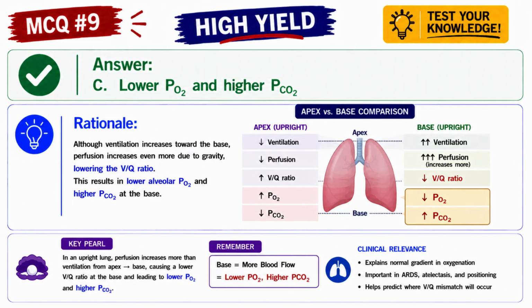Overall arterial blood is a mixture of blood from all zones, and the base dominates because it receives so much more of the cardiac output. The high V/Q at the apex, very efficient gas exchange per unit blood flow, but very little blood is there to benefit from it. The low V/Q at the base, less efficient per unit blood flow, but vast amounts of blood are passing through, dominating the composition of arterial blood.